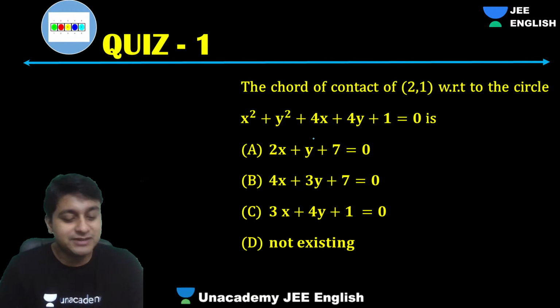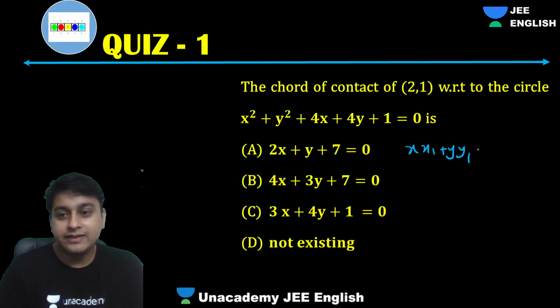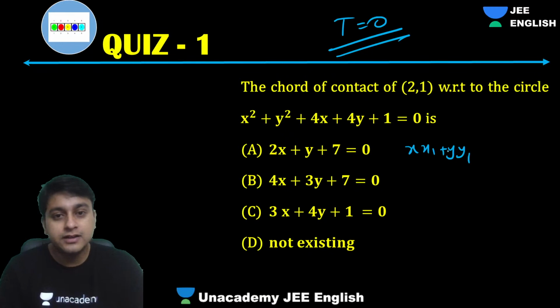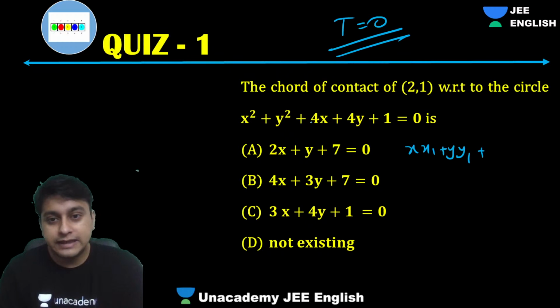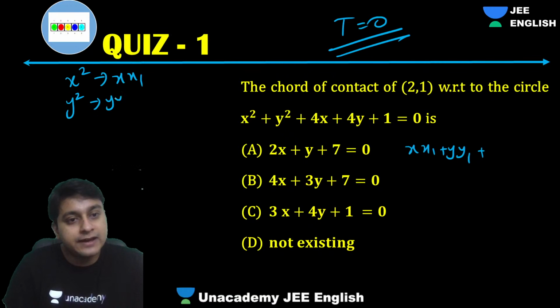So this is pretty simple, guys. Very good, Shivani. So what we'll do is, x1 plus y1, and it will simply be T equal to 0. We all know how to do that. And this will be what, guys? X will be changed. I have told you guys, x² changes to xx1, y² changes to yy1.